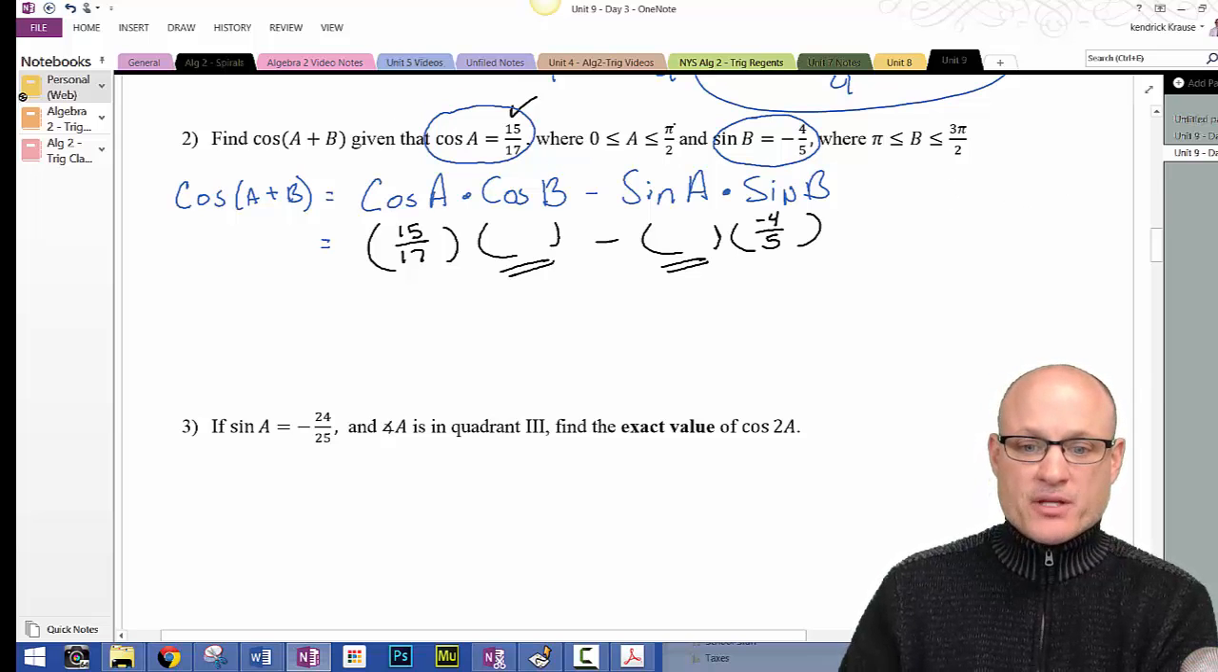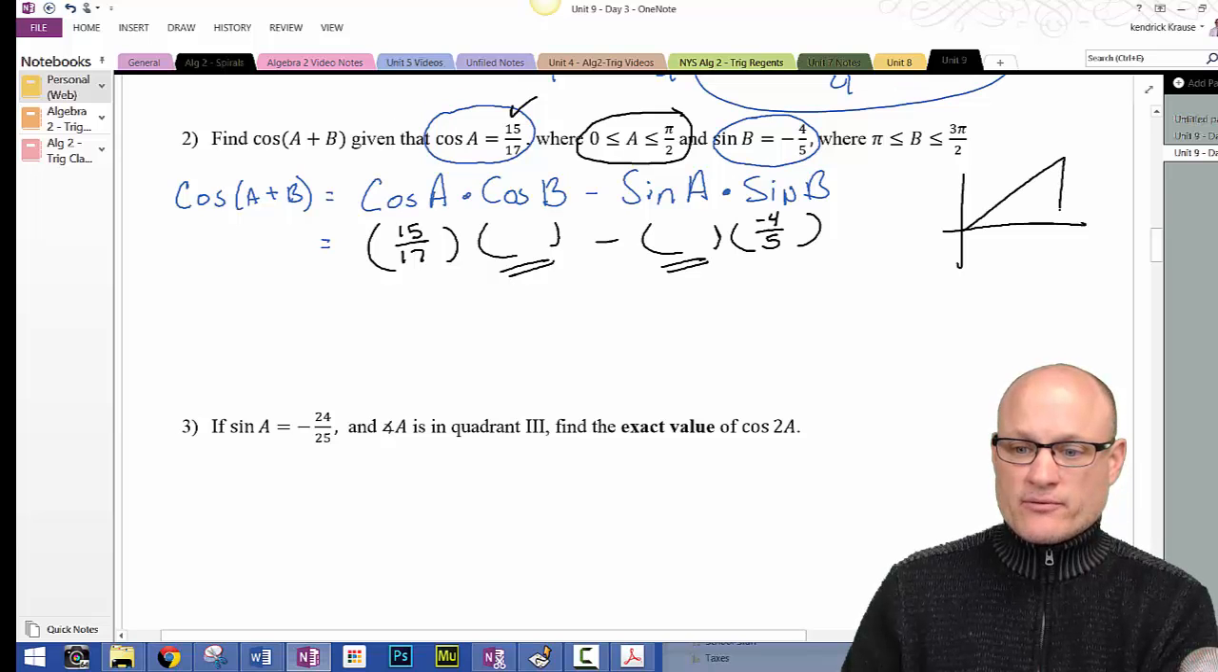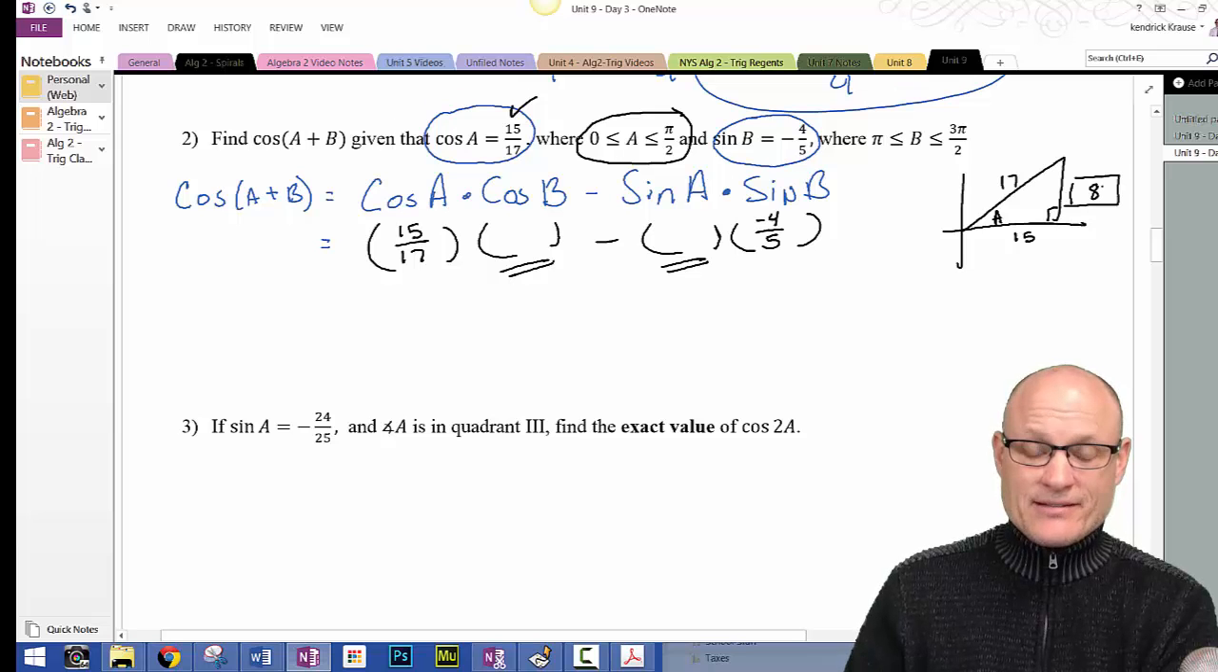Now let's look at A. A says it's in the first quadrant. So we're going to draw a triangle in the first quadrant. Triangle A. And cosine is adjacent 15 over hypotenuse, which is 17. Now, I think at this point you probably know that this is an 8. You may not. Use the Pythagorean theorem, find out that's 8. Therefore, the sine of A is 8 over 17. So we just found 8 over 17.